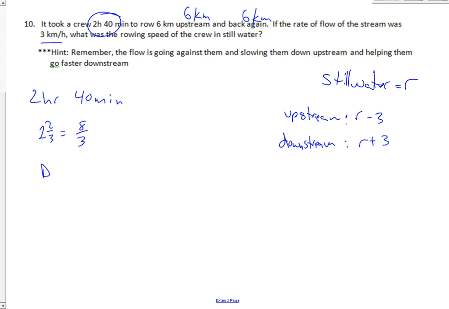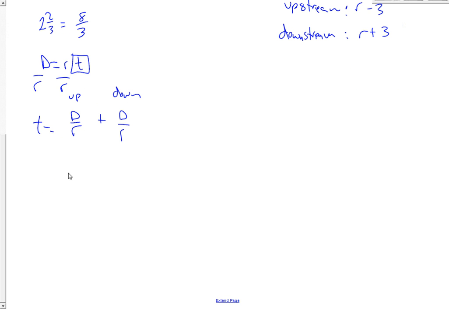This is a distance equals rate times time type of problem, but we want to represent this based on time. So we're going to divide by R and have time equals distance over rate for the segment going upstream plus the distance over rate for the segment going downstream. Because if time can be represented by distance over rate, we have our time going upstream plus our time going downstream to equal our total time. Okay, so that's how and why that gets set up the way it is.